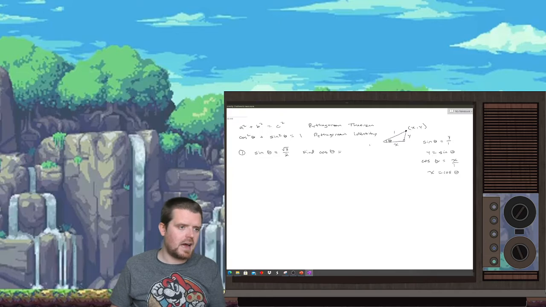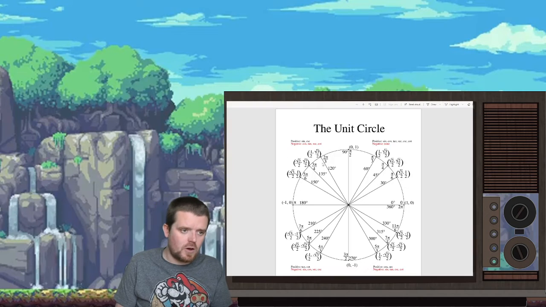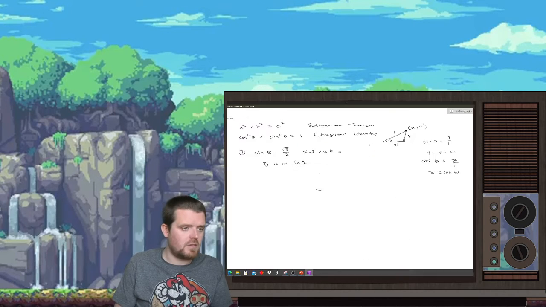Okay, so let's say I specified for number 1 here that my theta is in quadrant 1. Then if it is a value that's on the unit circle, I don't have to do any arithmetic. I can just go to where I have radical 3 over 2 for sine, and then look at the cosine value, which is x. So cosine theta is 1/2.